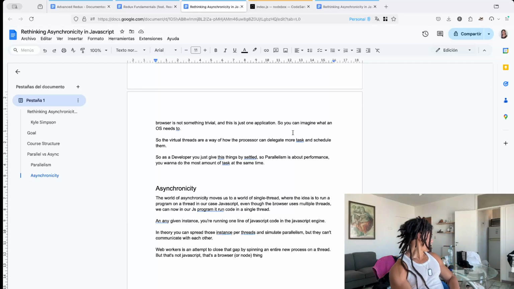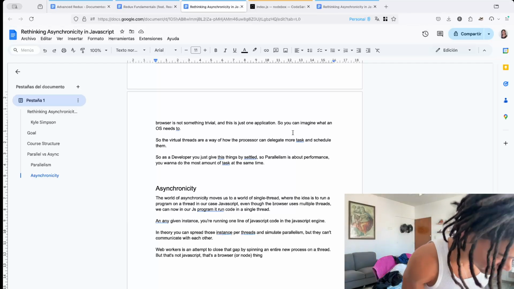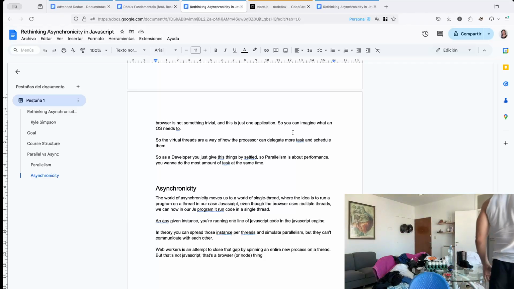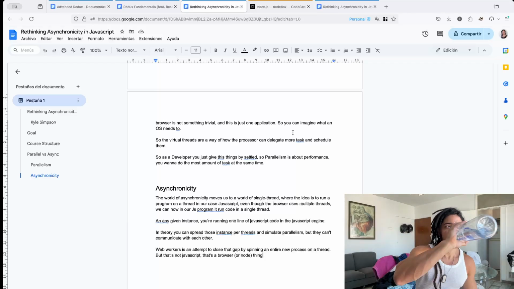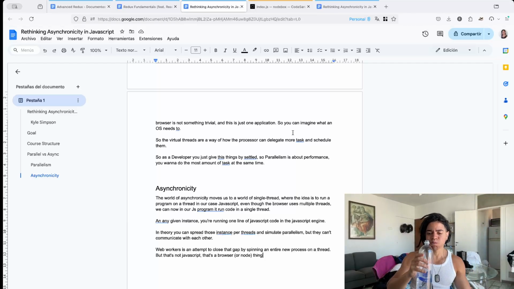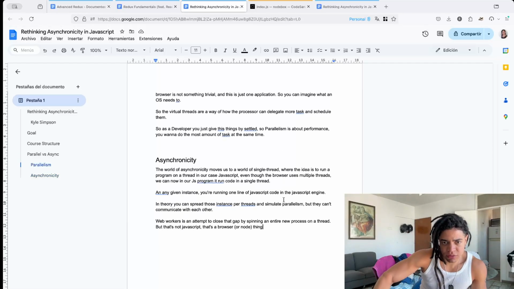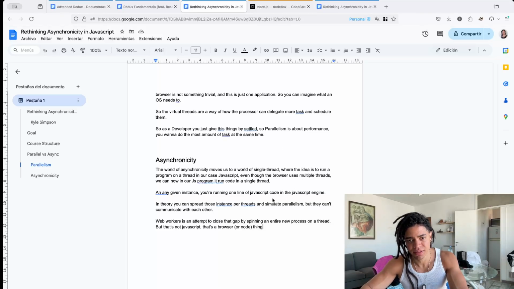Holy crap! Oh my God, I get it. Okay. As a way to close that gap. Oh my God.